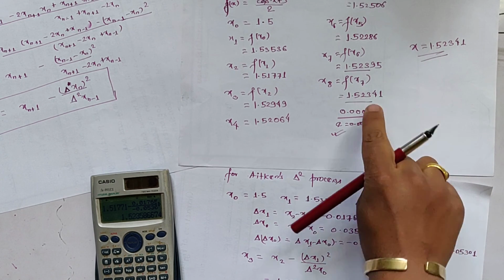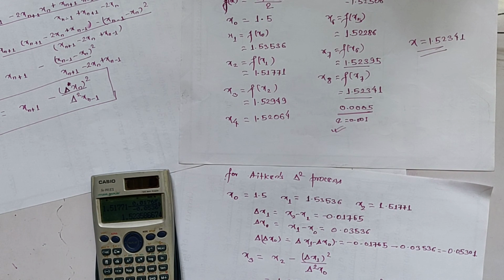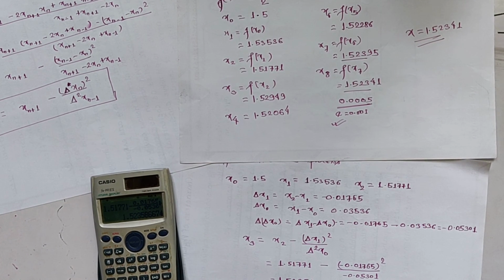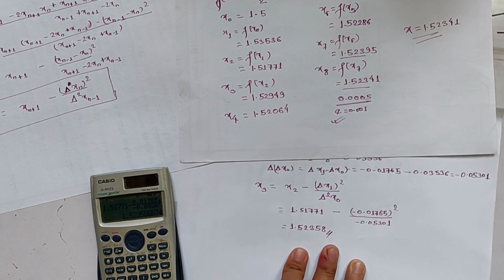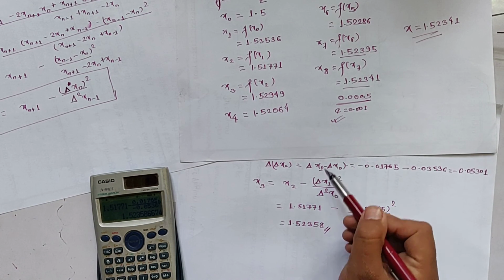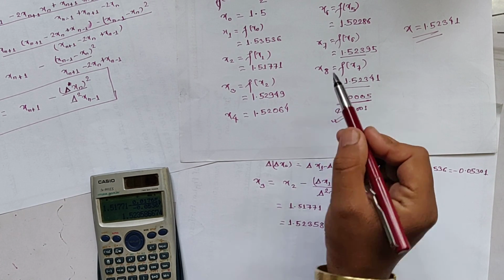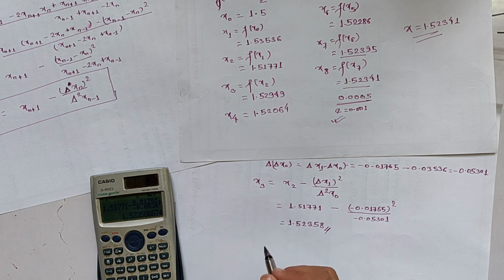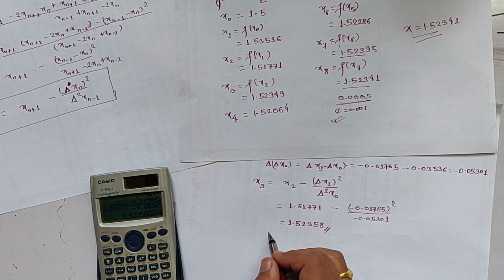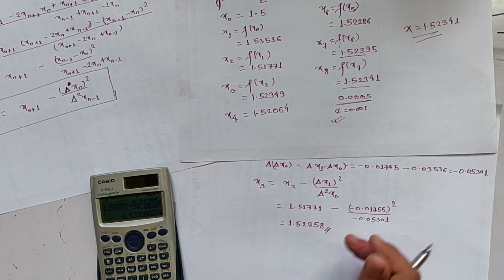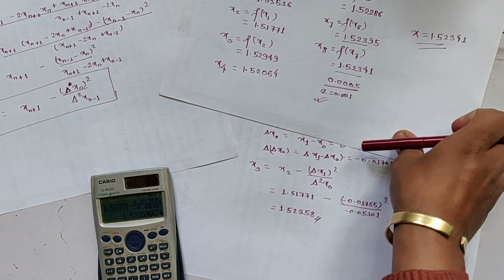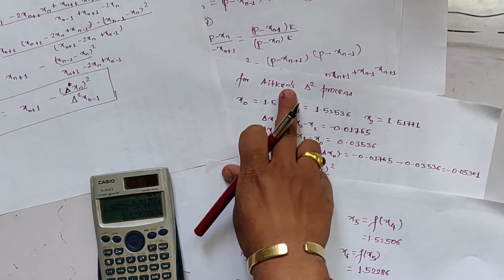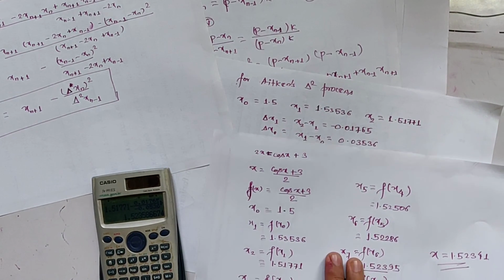So in the first iteration we have got the value of the 8th iteration in the fixed point method. That means Aitken's delta square process is very fast. So in this way we have compared the fixed point method with Aitken's delta square process.